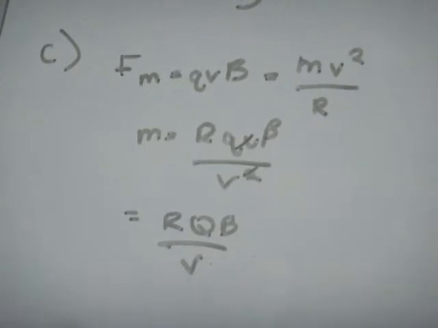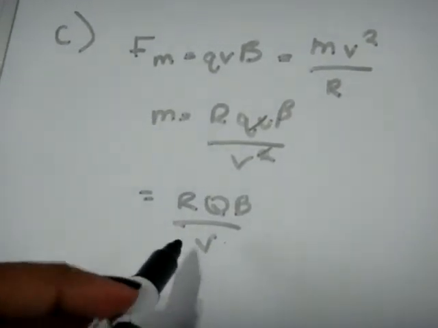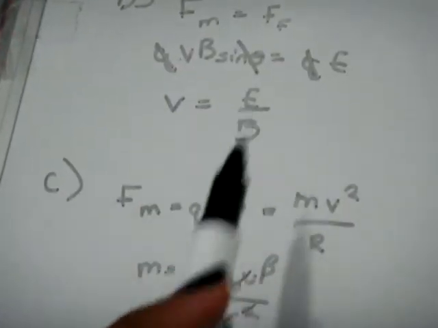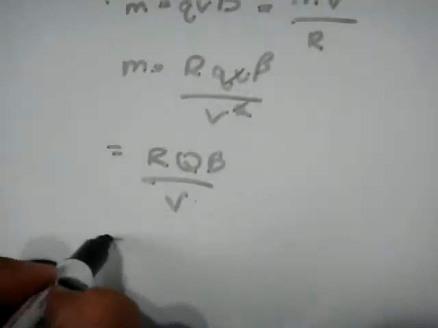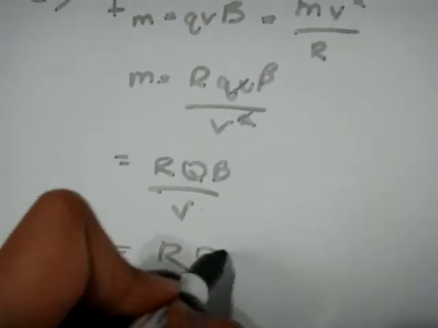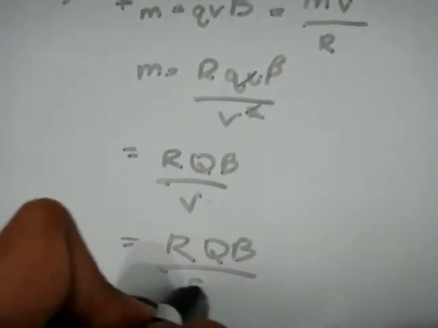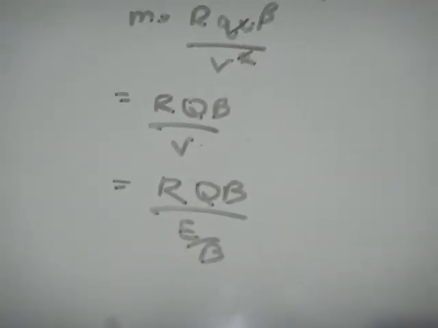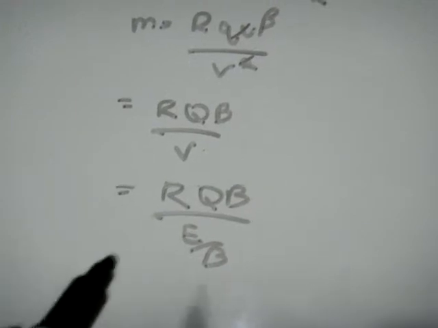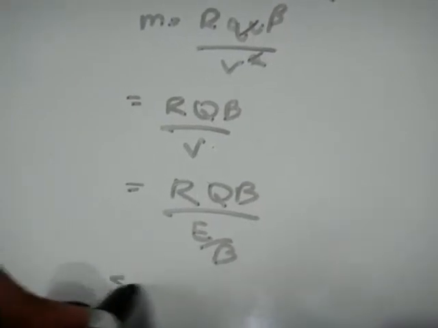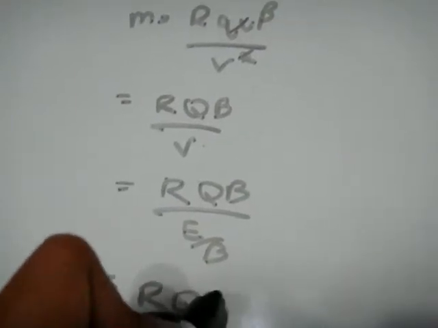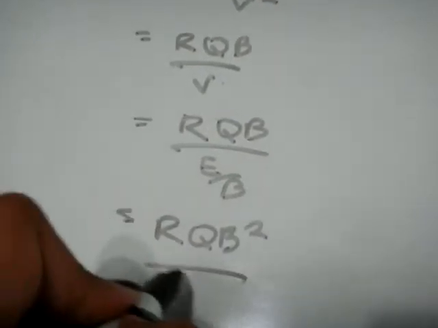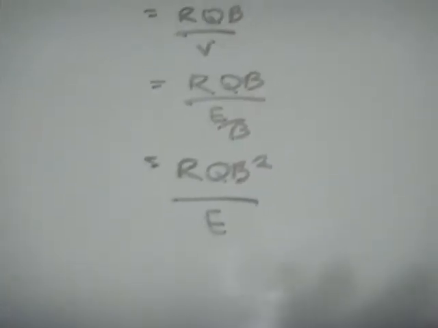And now that we have that, the v is actually, as you found here, E over B, so we can write that in. So r q B over E over B. So then when we simplify, we'll end up with r q B squared over E. And that's the mass of the charged particles.